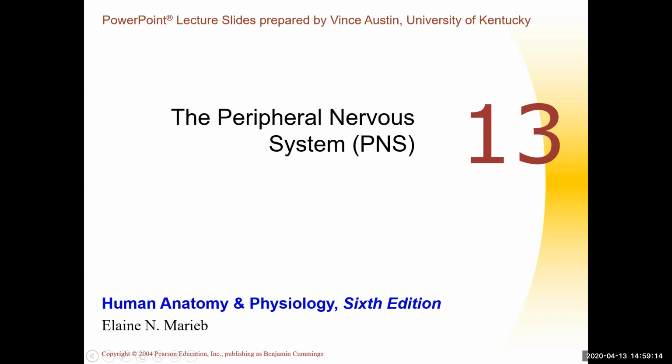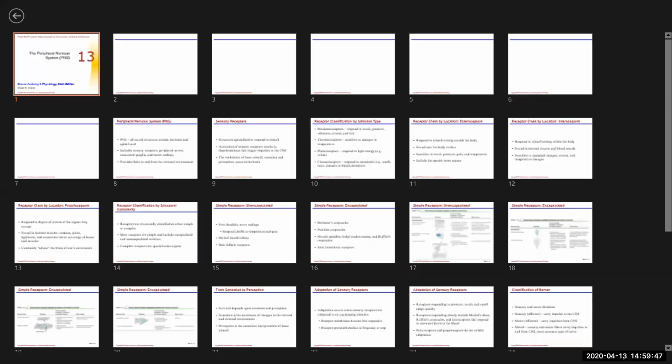Chapter 13 is about the peripheral nervous system. As you know, anything outside of the central nervous system is peripheral nervous system. The central nervous system was the brain and spinal cord. So the peripheral nervous system is all the sensory neurons that bring information in to the CNS and all the motor neurons that take information out from the CNS. Basically, it's a way to connect with the external environment.